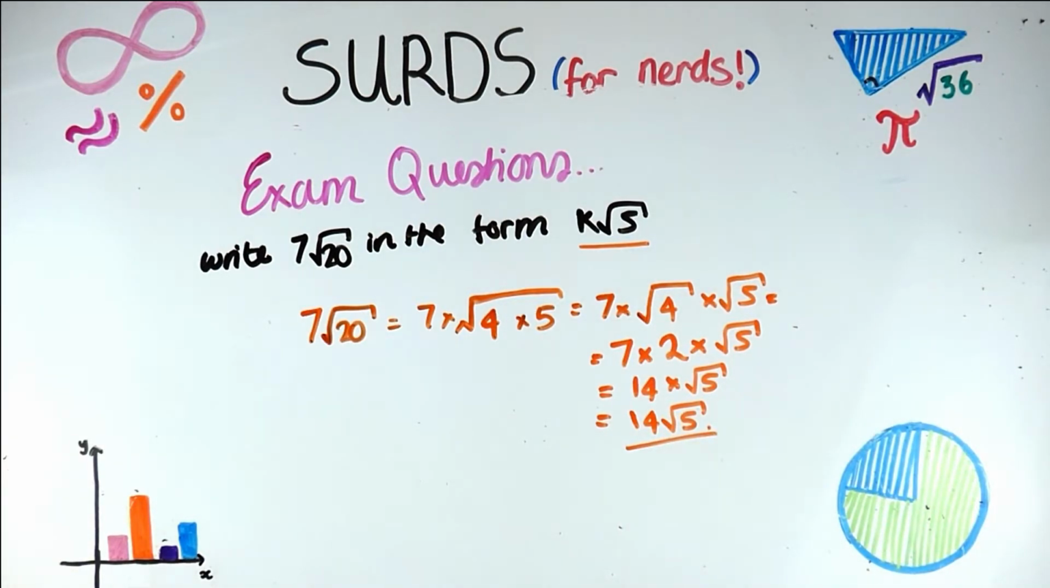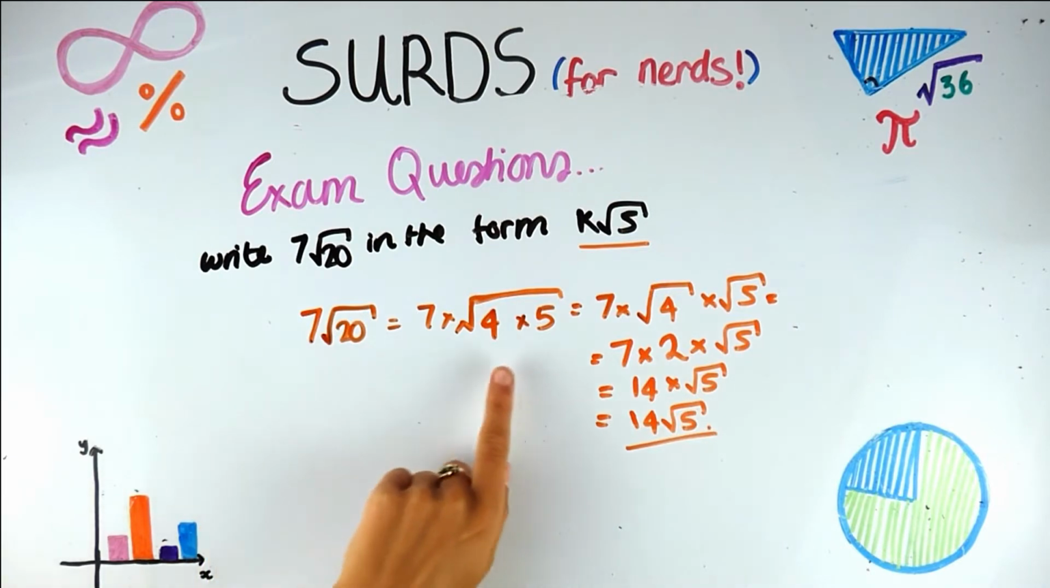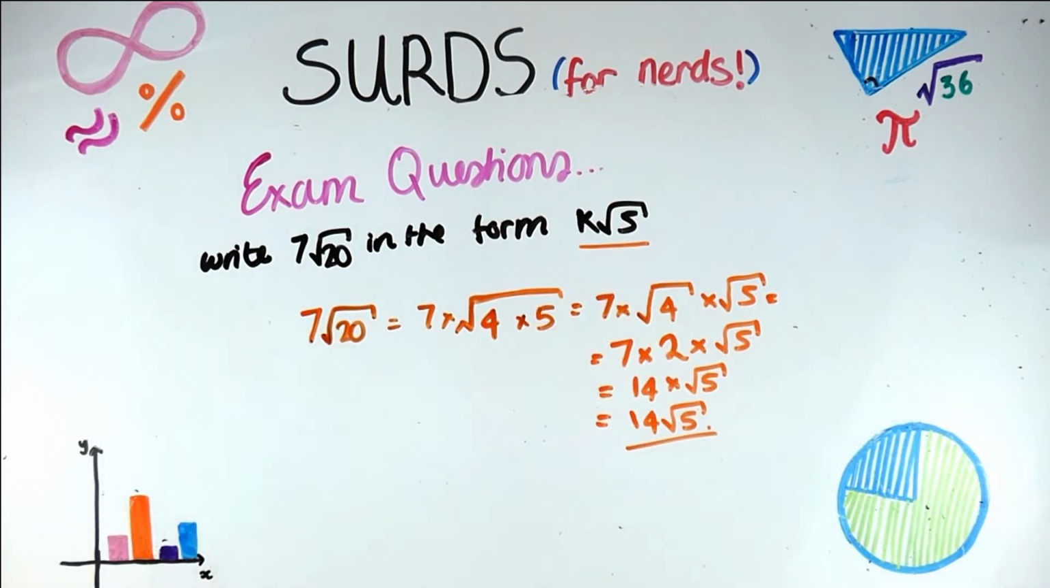So you need to look at what's under the root, turn it into a big root with whatever number is there, and then just work your way down.